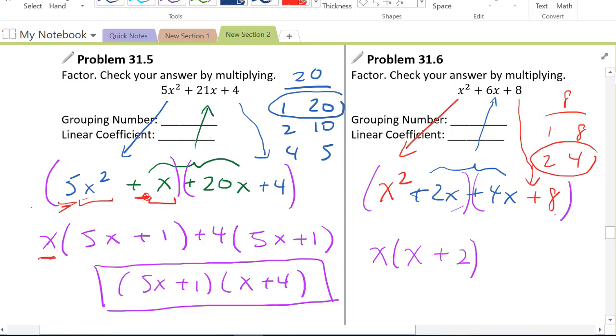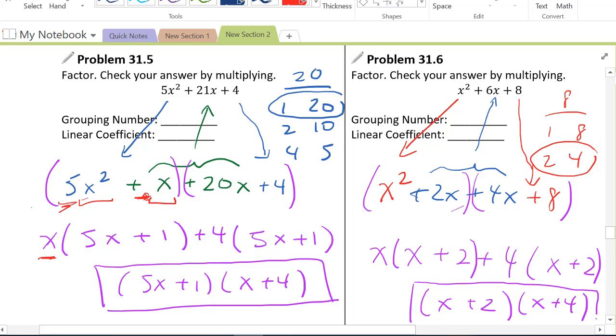What can I factor out from the second group? I can factor out plus 4, right? 4 goes into both those numbers. And if I pull out 4, I'm going to get x plus 2. What's in common? X plus 2. What's left over? X plus 4. Okay, and there you go.